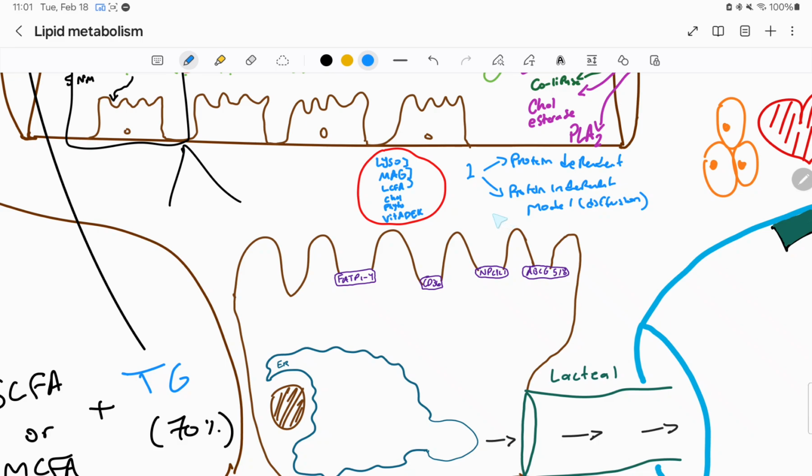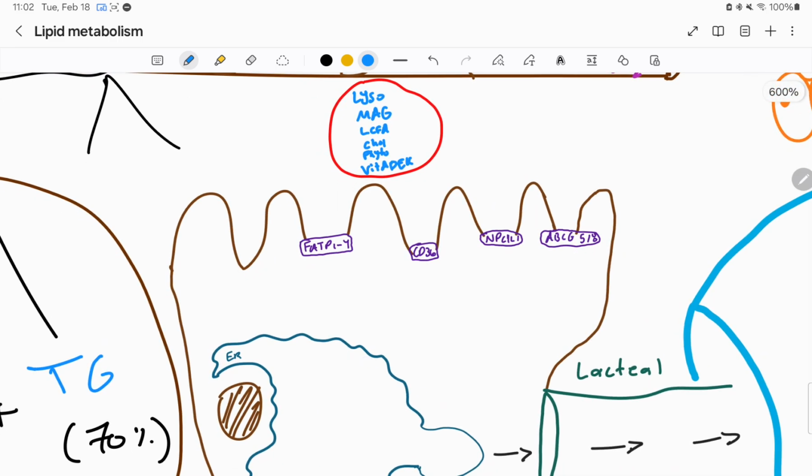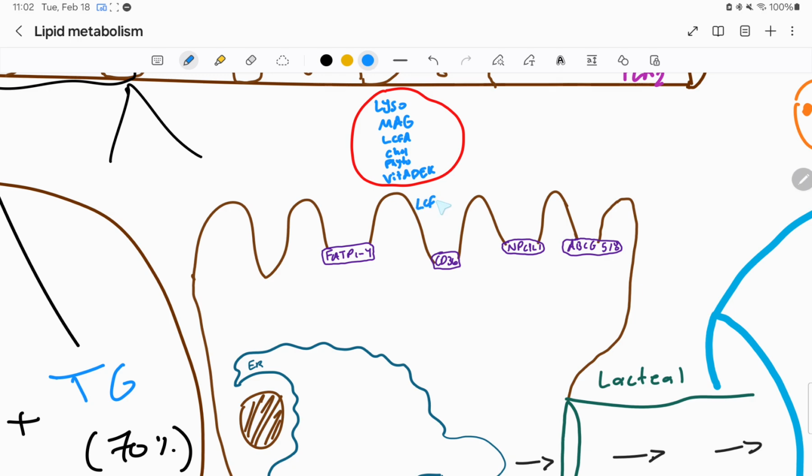What about the protein dependent model though? Remember, these two are only for the lysolecithin, the monoacylglycerol, and the fatty acids. The protein-dependent model is a little different, and it requires a couple of different transporters. So this one, for example, CD36, is a fatty acid transporter, but it can also transport monoacylglycerols. So let's take a look. Long-chain fatty acid right here, and a monoacylglycerol. Both of these use the same transporter, and voila, you actually get the long-chain fatty acid coming in.